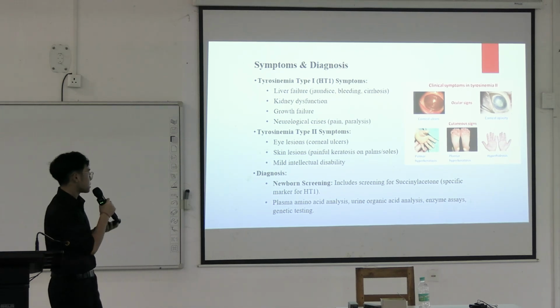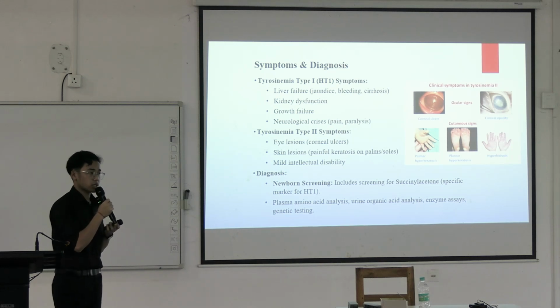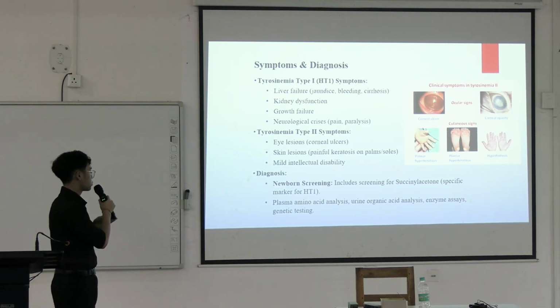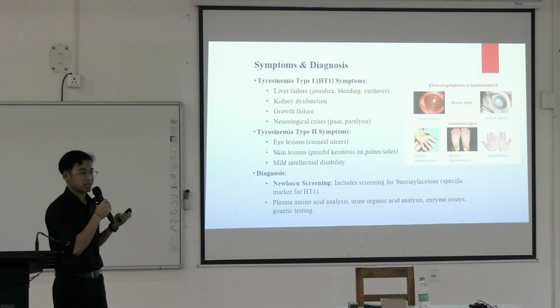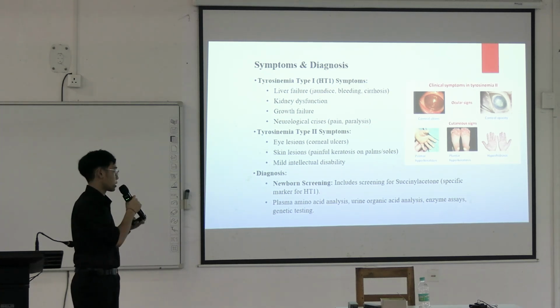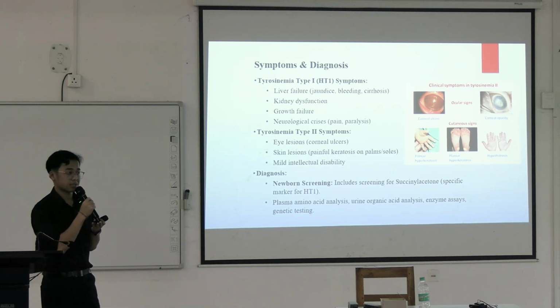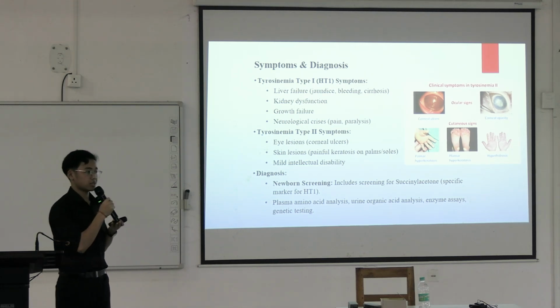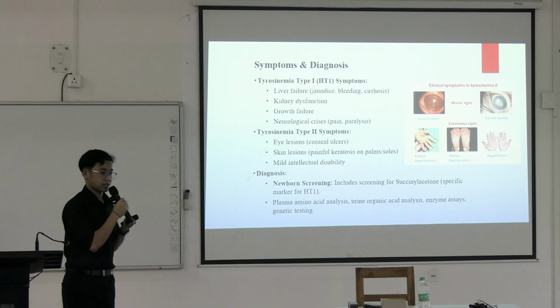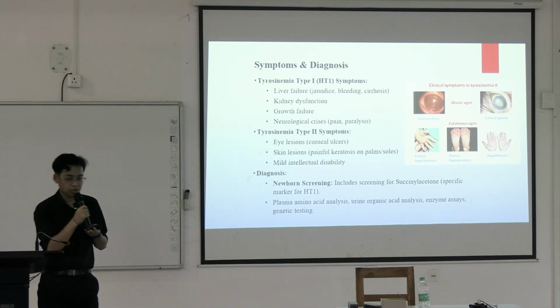Lastly, we have the diagnosis, in which we can perform newborn screening, which is used to detect succinylacetone, which indicates tyrosinemia type 1. We can even use other clinical tests, including plasma amino acid test, urine acid test, and even genetic testing. Thank you. Now I would like to hand over the mic to Rohan.